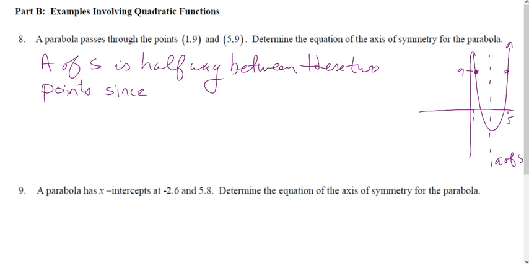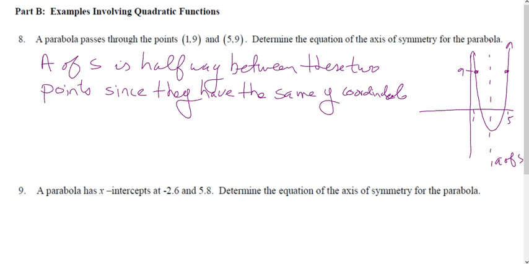Since they have the same y coordinate of 9. Okay, so that's the first proviso, right? They have to have the same y coordinate. If they do, then they're on a horizontal line. If they're on a horizontal line, then the axis of symmetry lies halfway between them. Okay, so then what we want to do is just find the average, right? So (1 + 5) over 2, 6 over 2 is equal to 3.